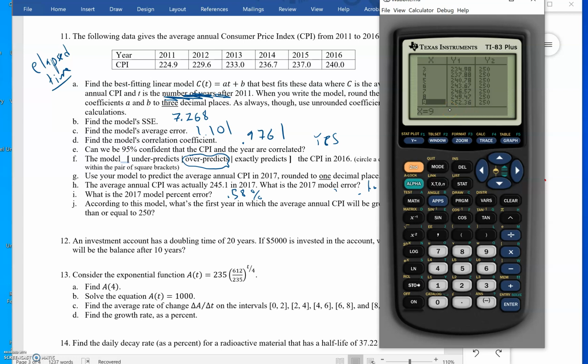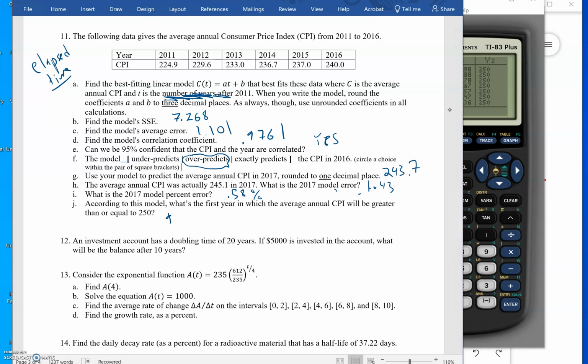And this would be a case too where we would be using the integer or the discrete domain, integer domain. So we're always going to just round up. So if you did this using Calc Intersect, you would still end up rounding up to year 9. The nice thing about doing it with the table is that we don't have to bother with rounding. I can just immediately pick 9. And so 9 years after 2011, that's going to be 2020.